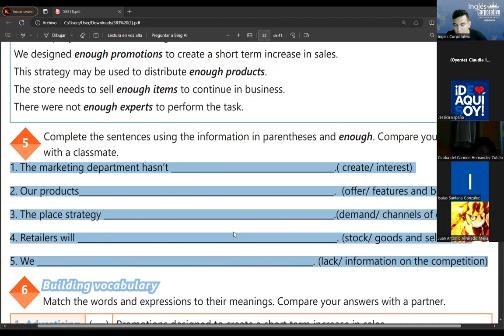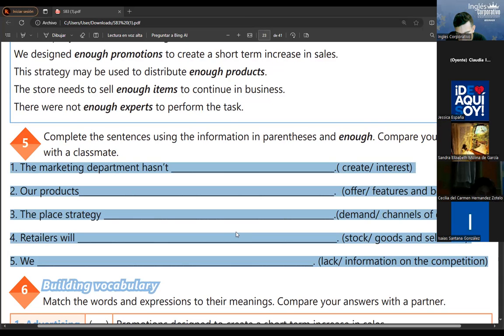All right. A student was telling me on the platform that I guess number two is wrong. Okay, I'm going to tell the people who are in charge of the platform. All right, number two, our products offer great features and benefits. Excellent.